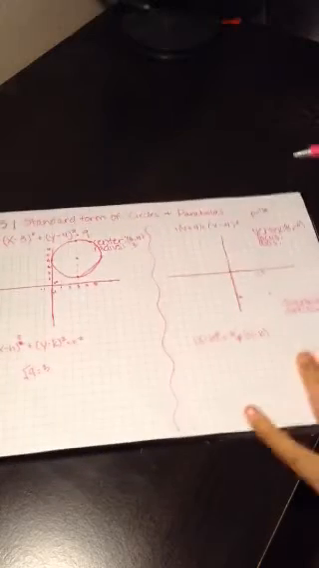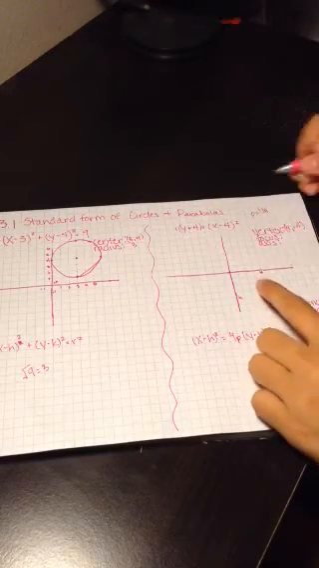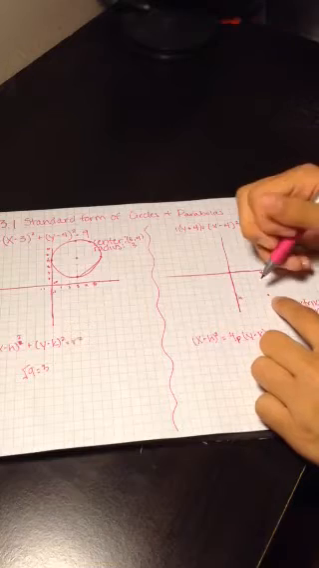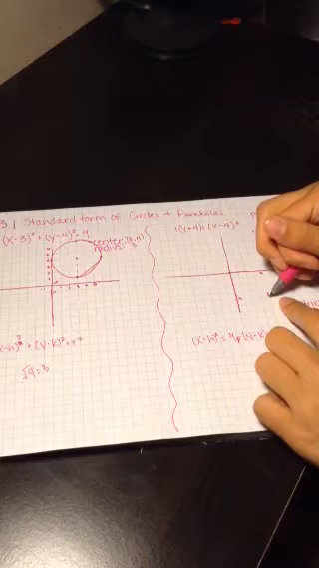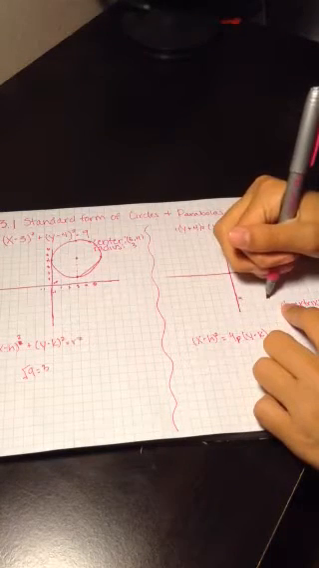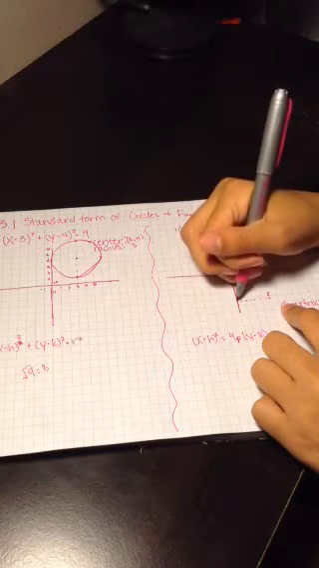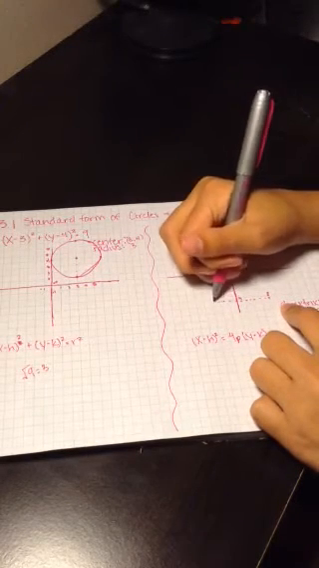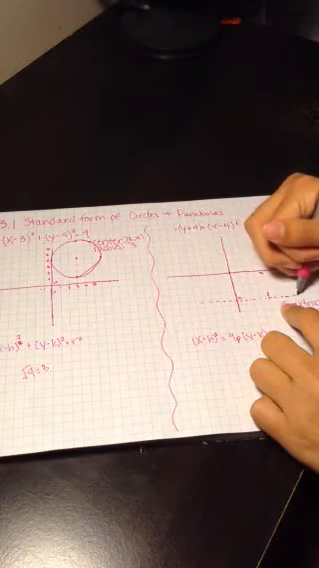Your focus should be 1/4 of a point up from the vertex, and the directrix 1/4 of a point down. Right here is your directrix, and your directrix is a dashed line because it's kind of like an asymptote. It does not cross this line. Your parabola does not cross it.